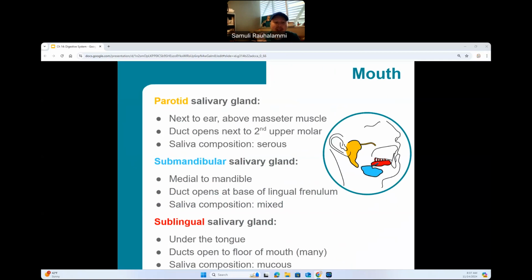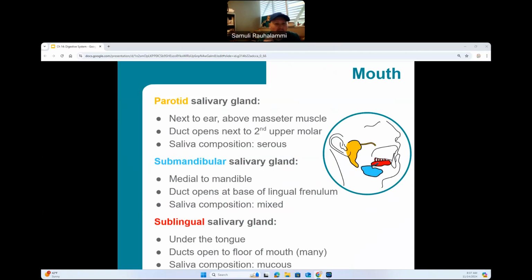And then we get to our sublingual salivary gland. The name really tells us it's found underneath the tongue. We'll see many ducts from the sublingual salivary gland that open to the floor of the mouth, and the saliva produced from here is very thick, mucousy in its composition.